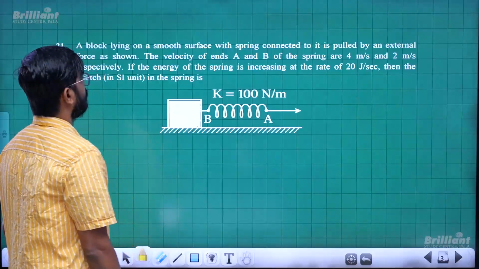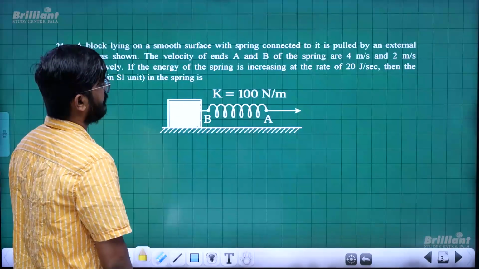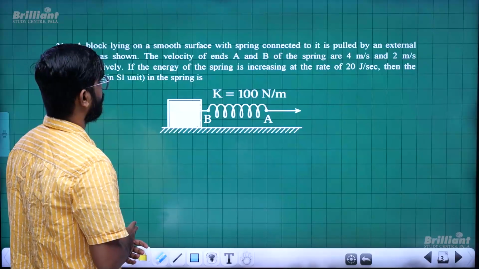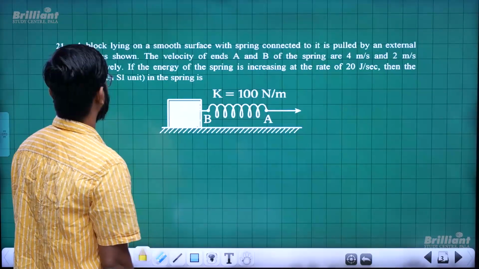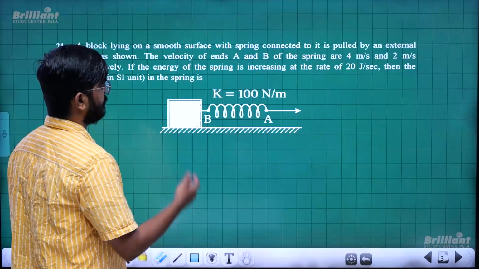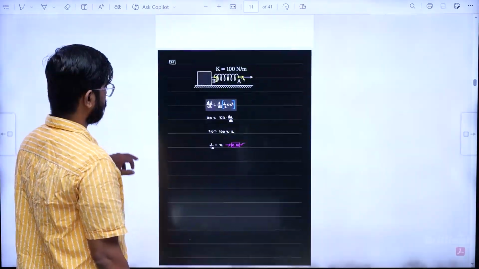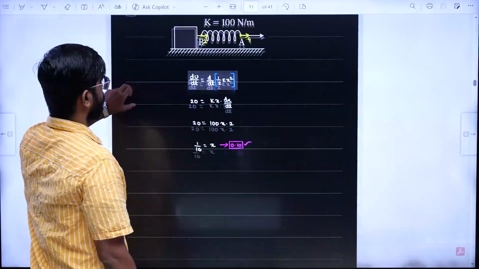The block is lying on a smooth surface with a spring connected to it, pulled by an external force as shown. The velocities of the ends A and B are 4 and 2. If the energy in the spring is increasing at a rate of 20 joules per second, what is the stretch in the spring? So that's a very straightforward question.